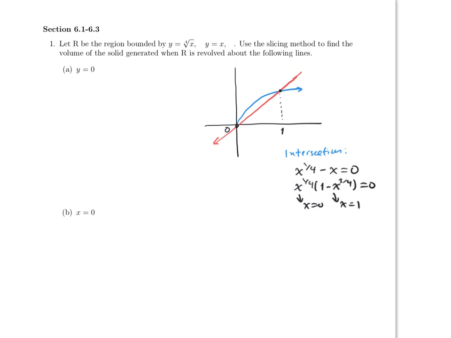Okay. The question is asking you to use the method of slicing, which is also called the washer method in this book and other books. And the formula for that is the following. The volume will be the integral from 0 to 1 in this case, or whatever the area is, dx.